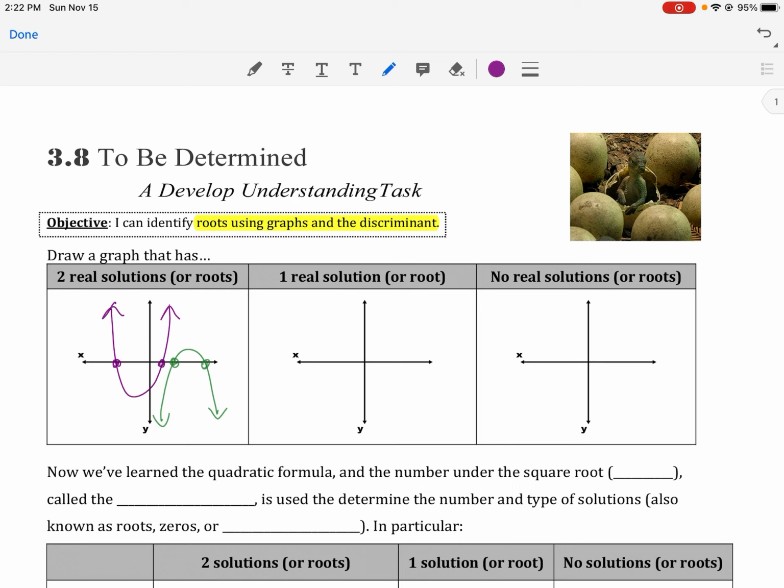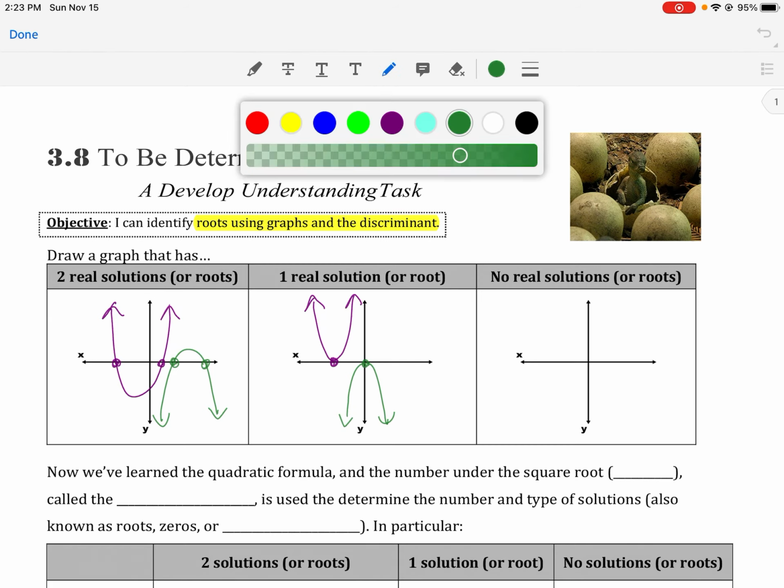x-axis twice. And we want it to have one real solution or root. It means that the vertex is going to sit on that x-axis, so it's only going to touch it once. Or similarly, you could have something that opens down. So it could be something like this as well. And those could be shifted right or left, could be anywhere along the graph.